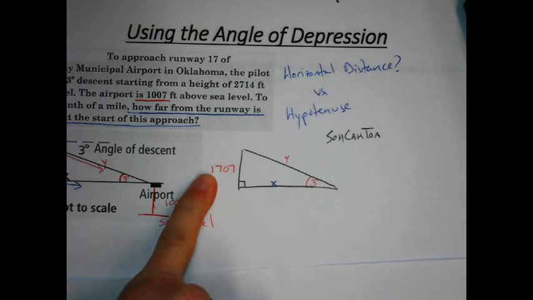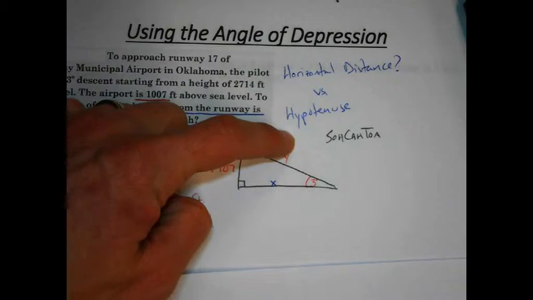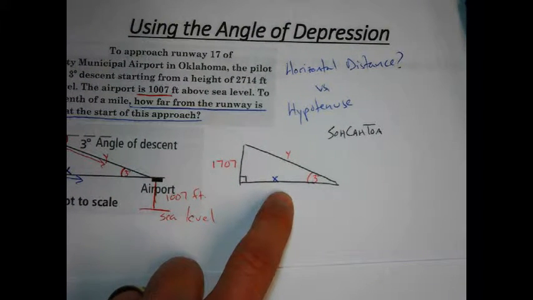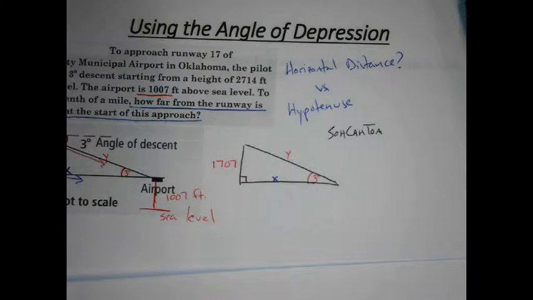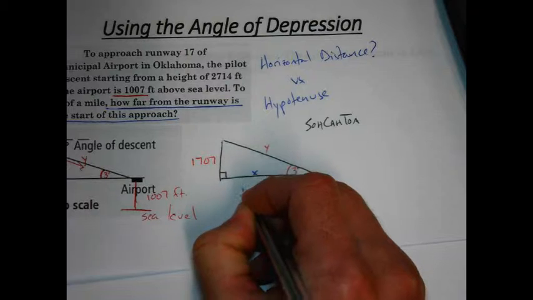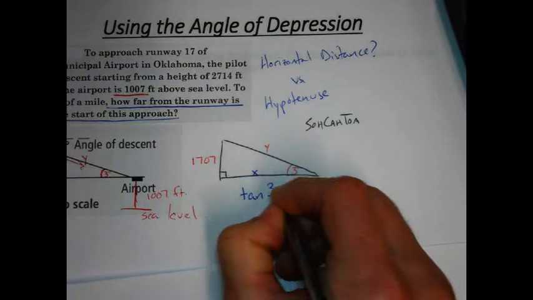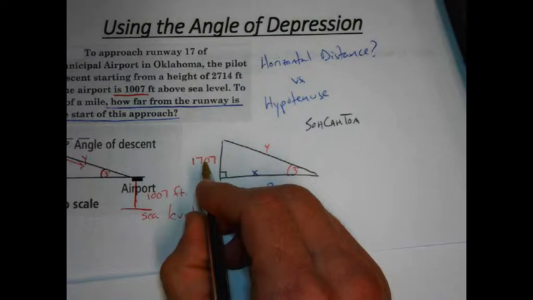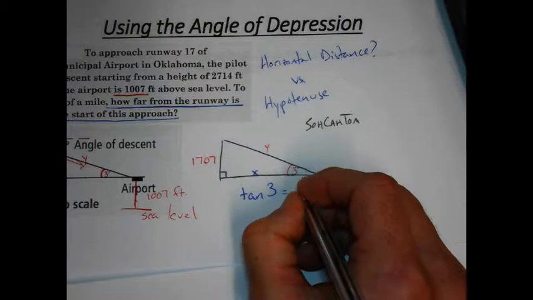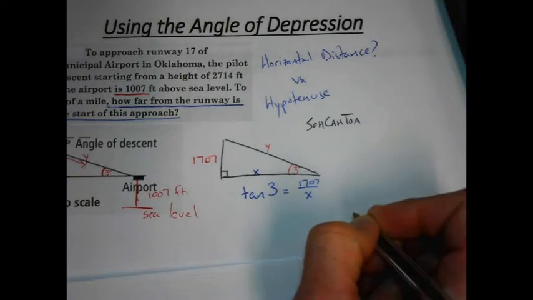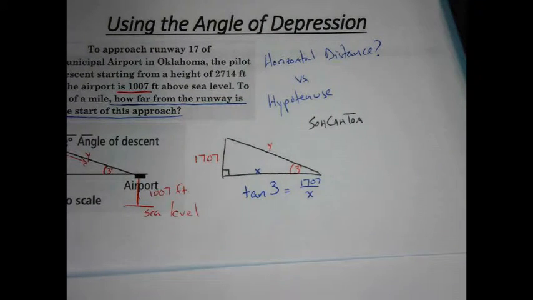If we have the opposite side, if we're finding the hypotenuse, we would use the sine function, and if we were finding the horizontal distance, we would use the tangent function. And since I want to do it my way, I would say we're going to use the tangent function. So we'd then say the tangent of 3 degrees would be equal to the opposite over the adjacent, the 1,707 feet over the horizontal distance. That would be the formula I would use.